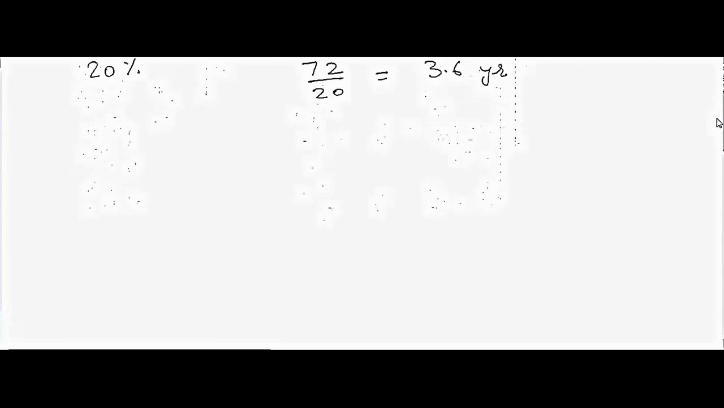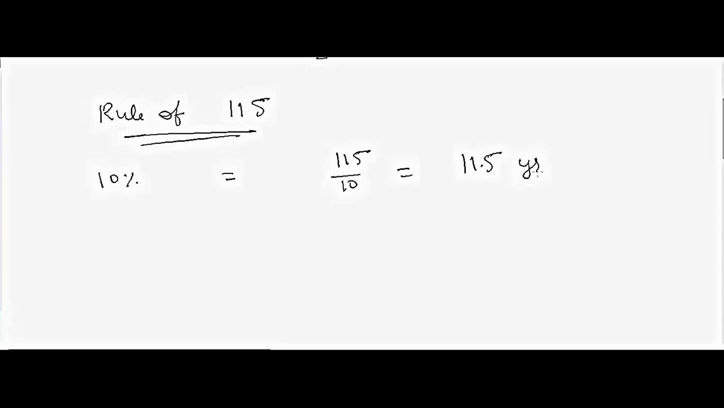The second metric is the rule of 115. This rule is the same as the rule of 72, but here we are talking about tripling your money. If you invest and you have 10% rate of interest, then 115 divided by 10 is equal to 11.5 years it will take you to make your money three times. So if you invest $100, it will become $300 in 11.5 years if the rate of interest is 10%.